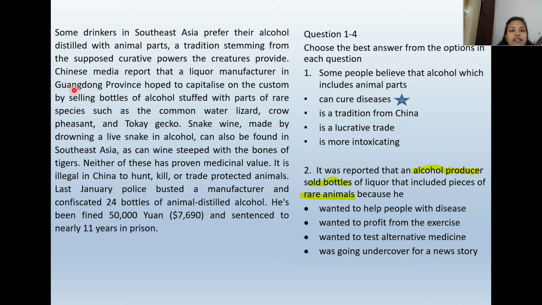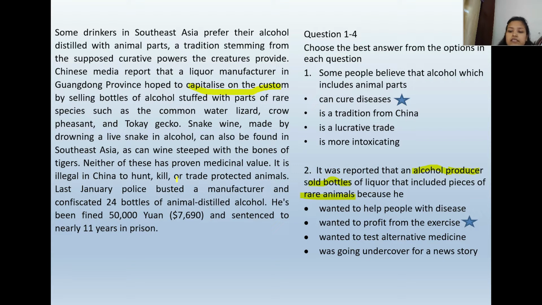Means why they are selling? They are selling bottles of stuff to capitalize. Here it is mentioned "to capitalize on custom." Okay, so the answer would be yes, wanted to profit from exercise, because here it is not mentioned about any disease or that it is an alternate medicine.